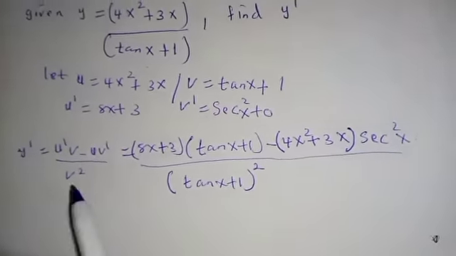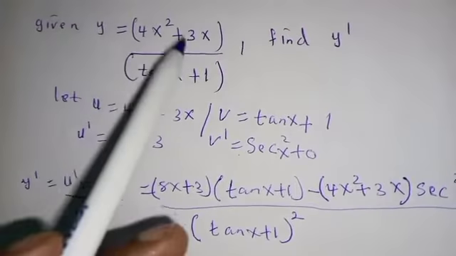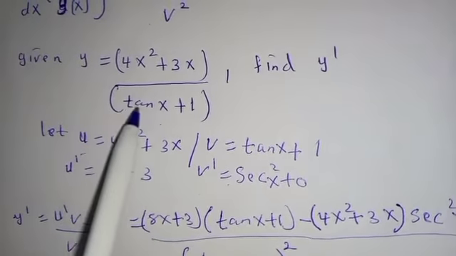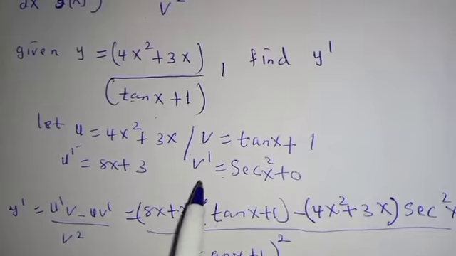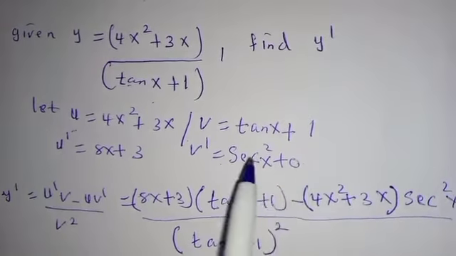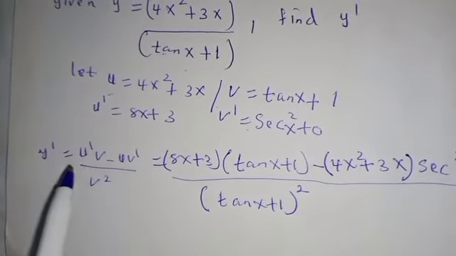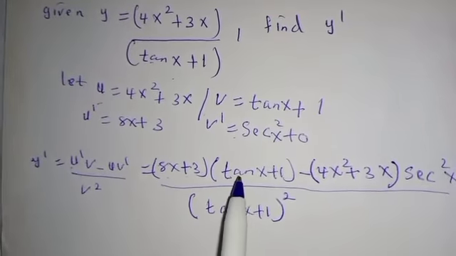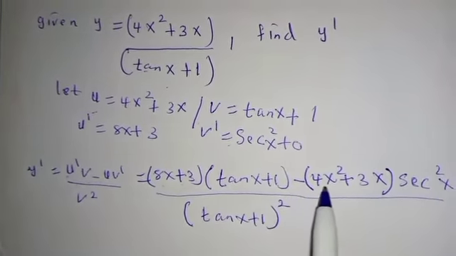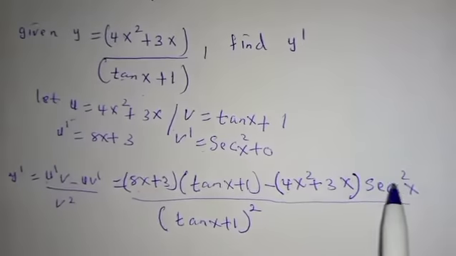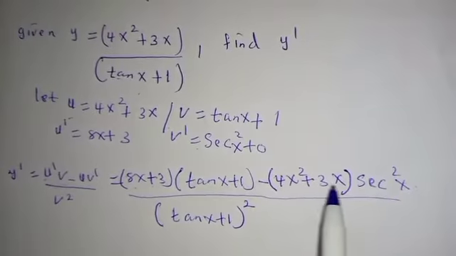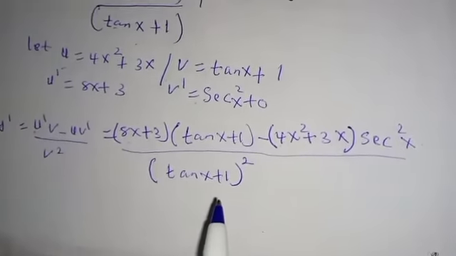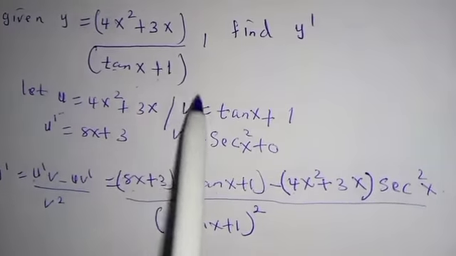So that is how we apply the quotient rule. You simply let the numerator be u, differentiate u with respect to x to get 8x plus 3. Let the denominator be v, which is tan x plus 1, differentiate it to get sec squared x plus 0, which is sec squared x. Then apply the rule: u prime multiplied by v, here 8x plus 3 into bracket tan x plus 1. Then subtract the second function differentiated times the first function the way it is. Then you divide by the second function, which is the denominator, squared, this way.